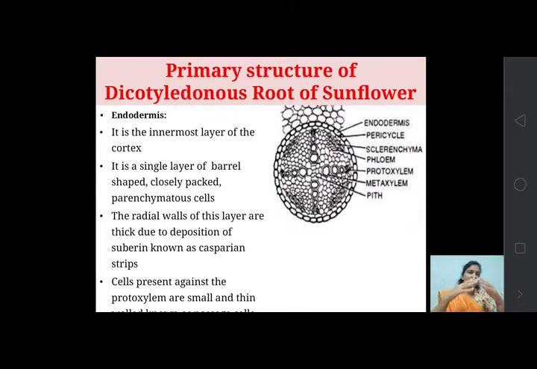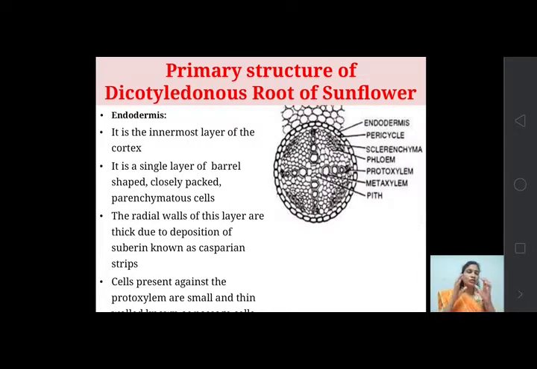Okay, so that's why there is a formation of, this is the radial tissue, and this is the adjacent wall, that is the radial walls, it gets thickened. Not the inner and the outer wall, it is not thickened, only the adjacent walls get thickened. So these thickened walls, that is deposition, are known as the Casparian strips. It looks like a strip-like structure, that is known as the Casparian strips.